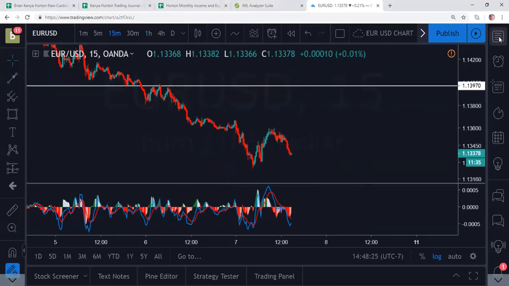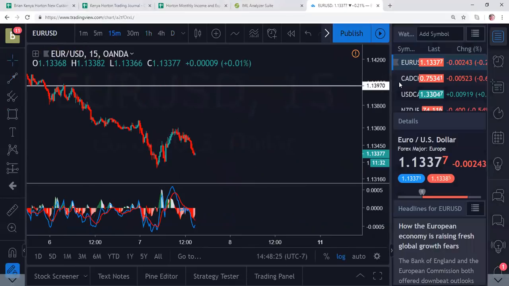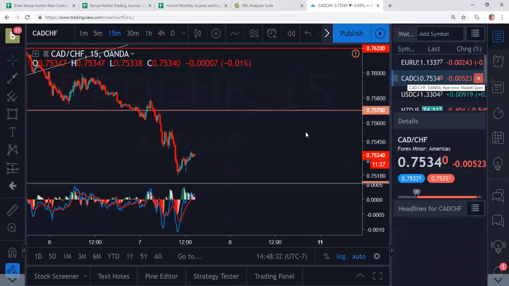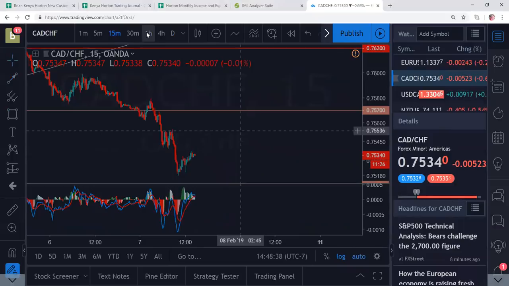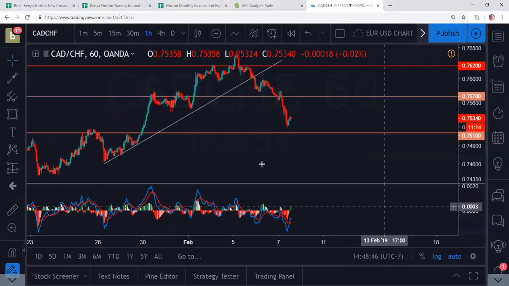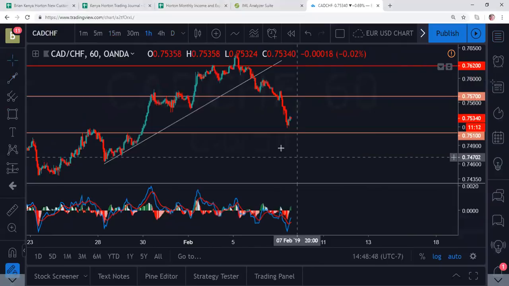Let's go to another pair, and I'm going to show you CAD Chef, and I'll show you a simple markup that I had here. So if we go to the 1 hour time frame on CAD Chef, for example, I also mark this chart with key levels. And when I'm marking these key levels, again, I'm only marking levels where I plan to make a trading decision.